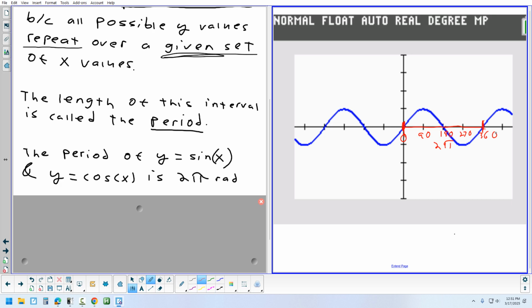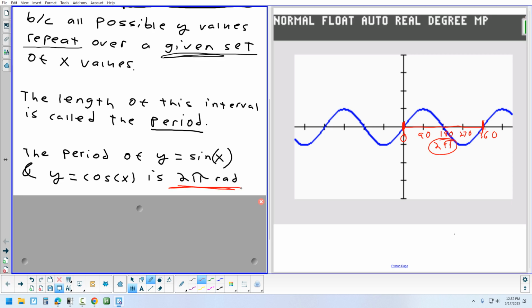How do we check what each tick mark is? You can go to window on your calculator. You just press window. To get from the beginning all the way to the end of one cycle, it is 360 degrees, or a circle, 2 pi radians. And that's what we're going to be working with this week. We're going to be working with radians.